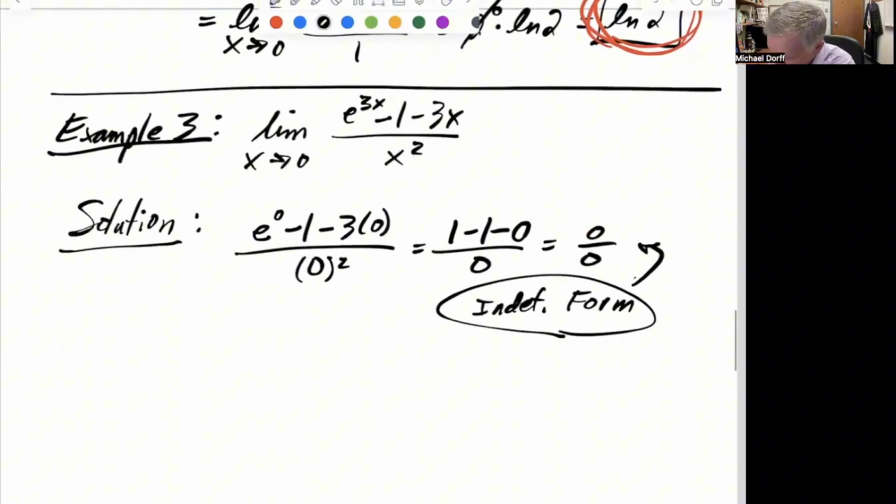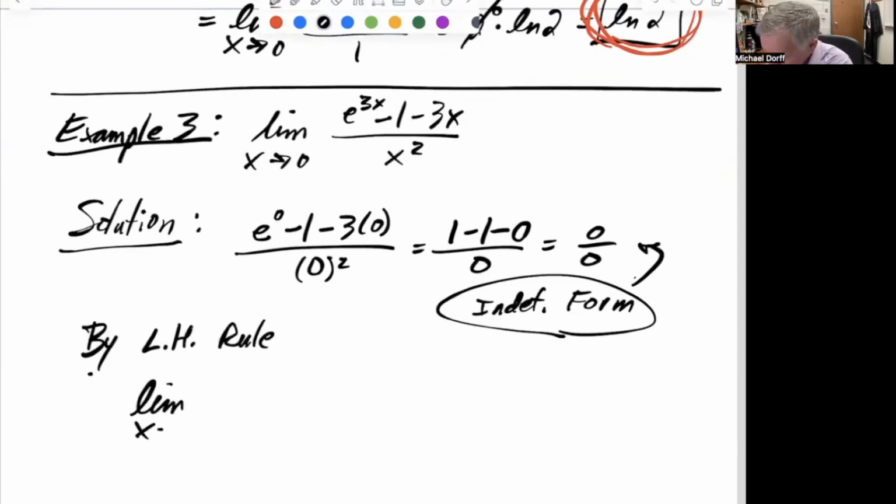So we can do L'Hopital's rule. By L'Hopital's rule, we get the limit as x goes to 0 of (e^(3x) - 1 - 3x) over x squared.